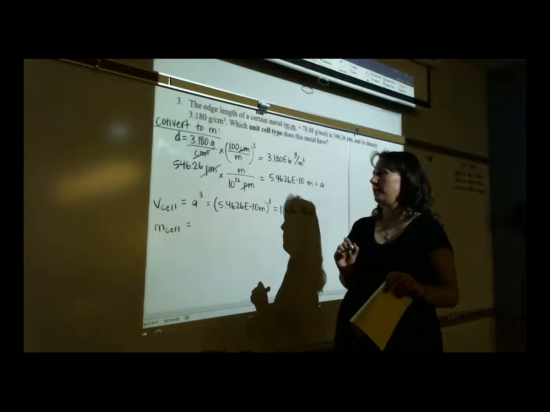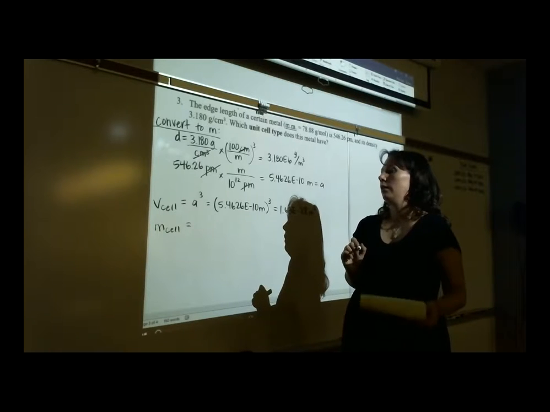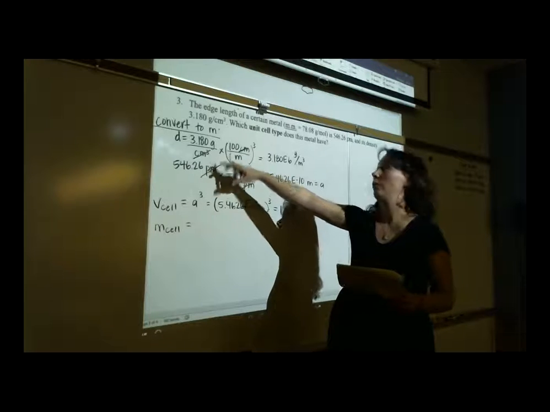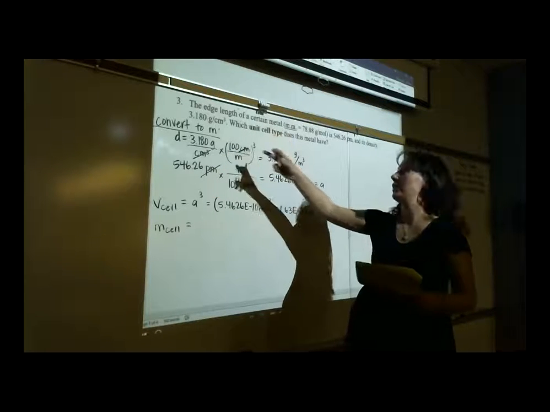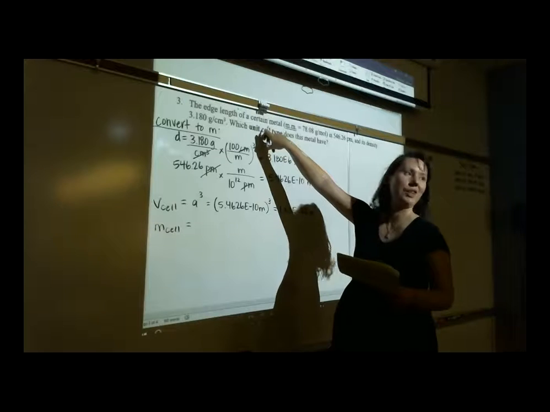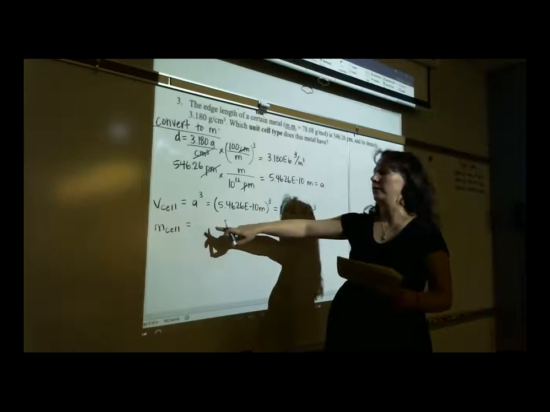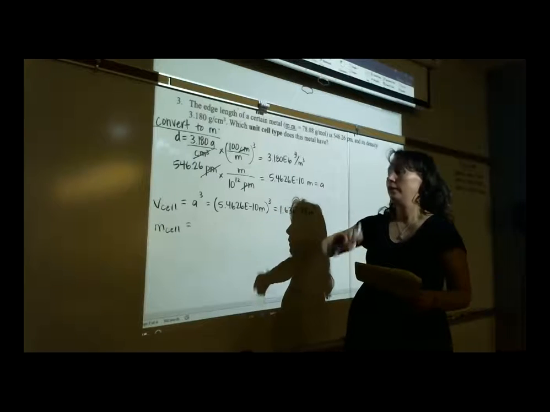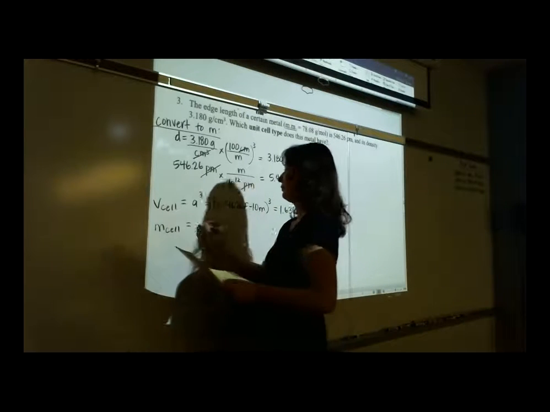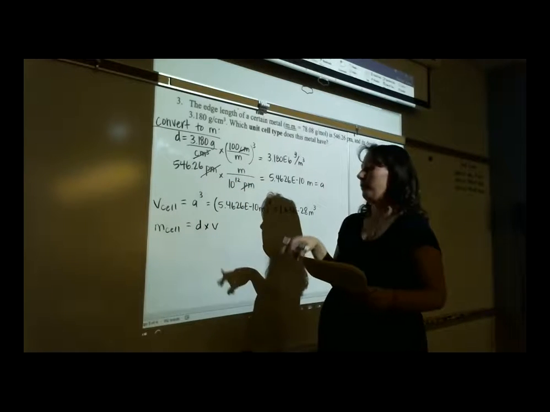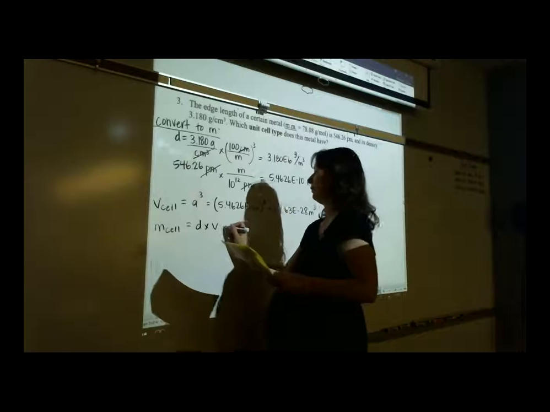What do we do to get mass of the cell? Well, we've got density given to us, so we could go the molar mass route. That'd be extra steps, but then we'd be in trouble because we don't know the cell type, right? So what would we do to get mass of the cell? Density times volume, right? If density is mass over volume, then mass is density times volume, right?